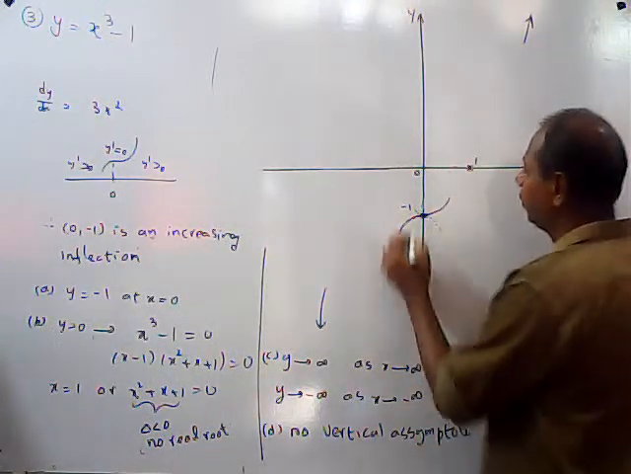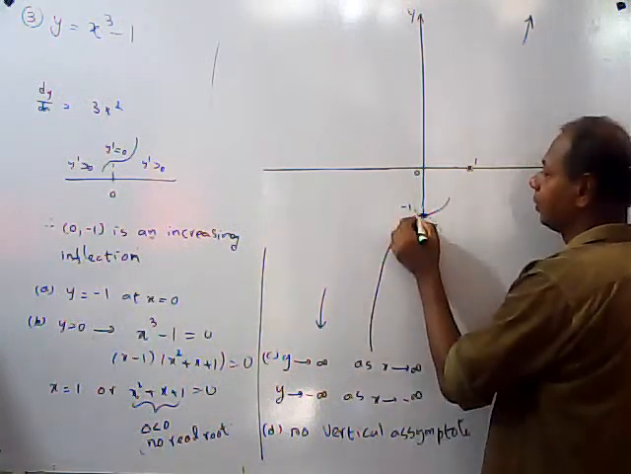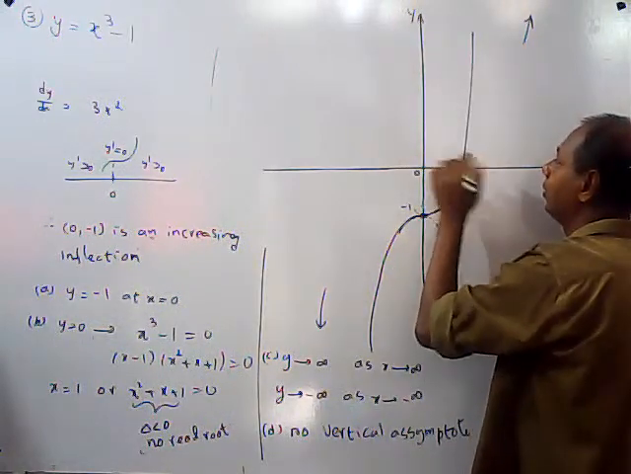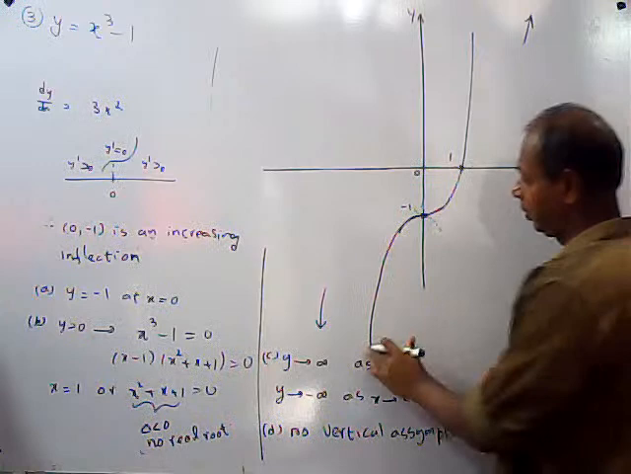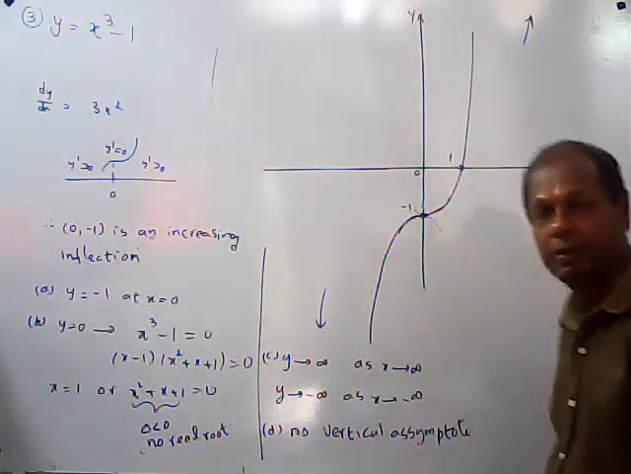Right, now you can know it. You have all the details. Go to negative infinity like this. Then go to positive infinity this side. So that's how the curve is, right?